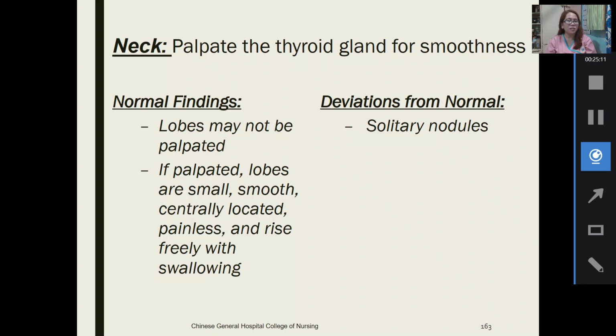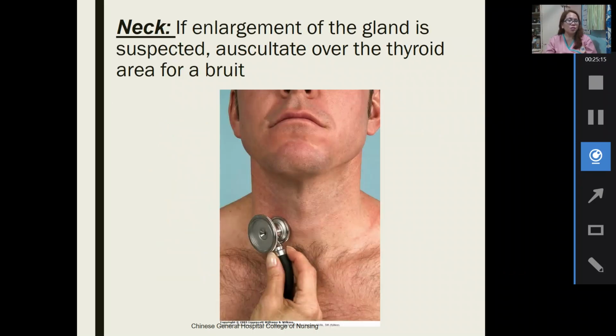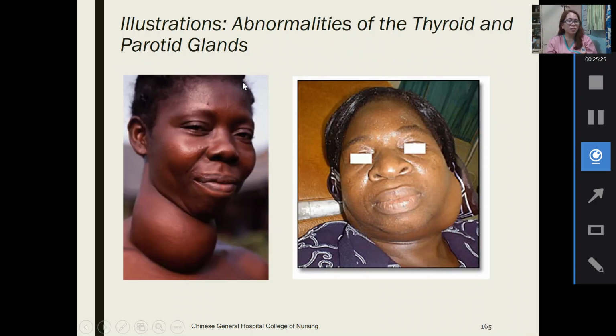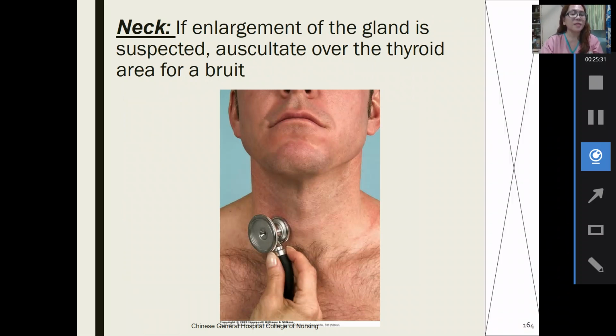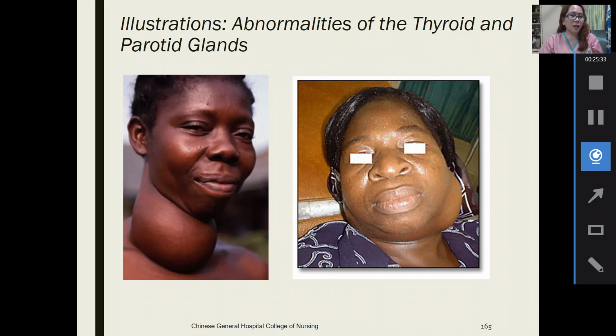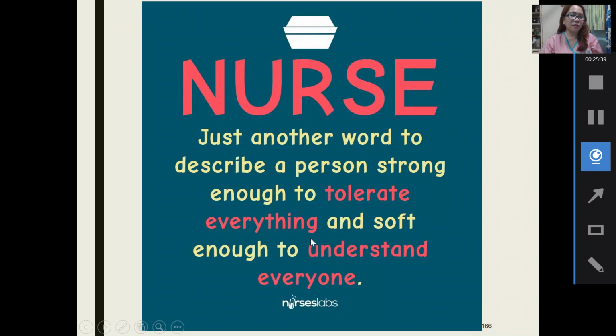If there are deviations, there are solitary nodules. So for the neck, if enlargement of the gland is suspected, auscultate over the thyroid area for bruit sounds. You have to observe it. What are bruit sounds? Bruit sounds are like shh, shh, yan, swishing sounds. Abnormalities of the thyroid and parotid glands. So, ganun ang mga itsura. So, may enlargement of the neck.